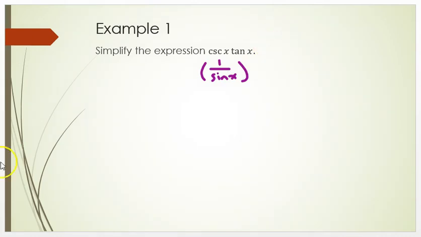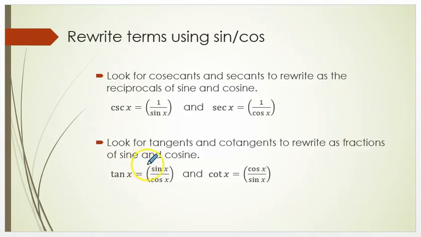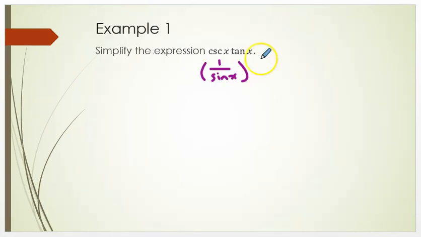Similarly, I have tangent of x, and again on the previous slide, I indicated that tangent of x is equal to sine over cosine. So that's another substitution I can make. I can replace one with the other. So instead of tangent, I'm multiplying by sine over cosine now.